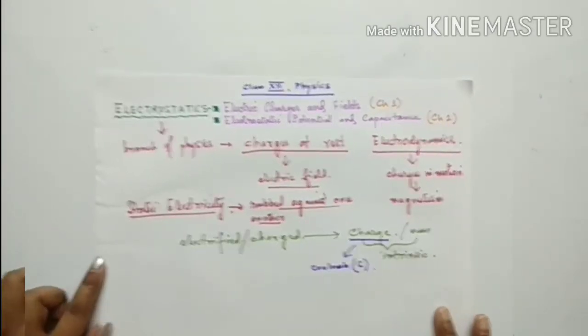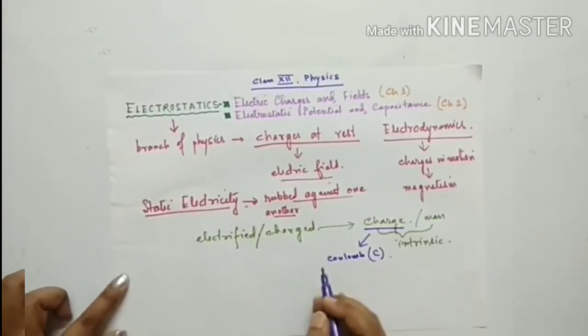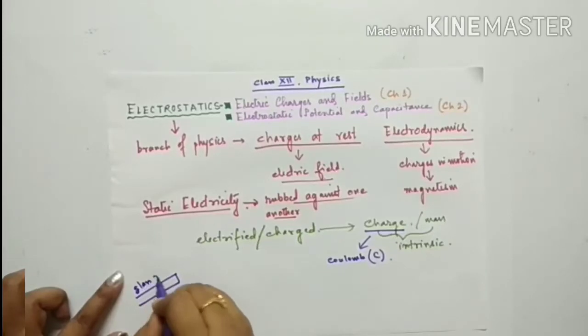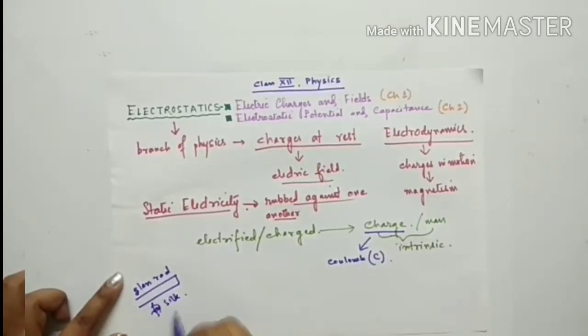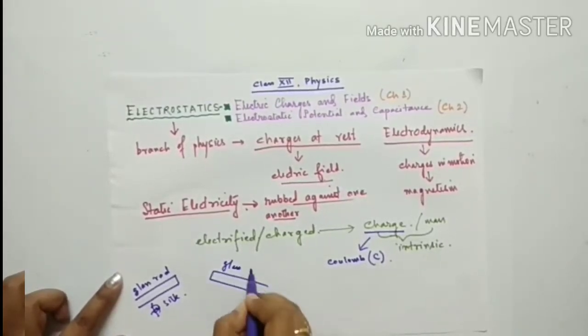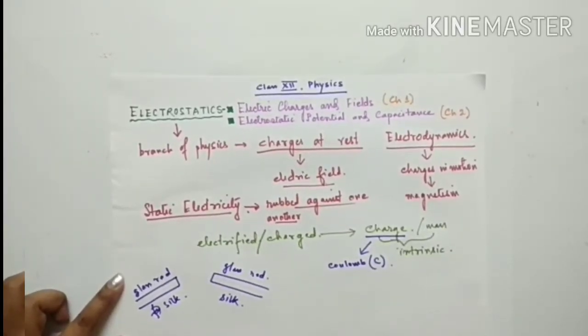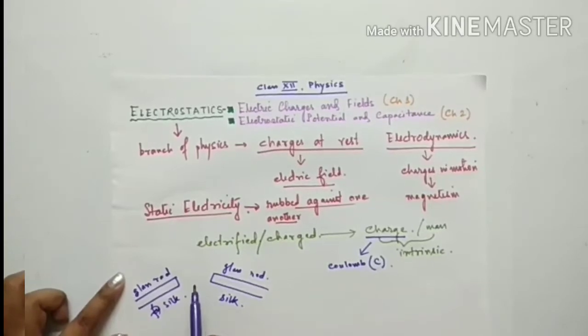First of all, let us see one experiment. It was seen that if you take a glass rod and you take silk, and you rub the glass rod with silk. Now you bring another glass rod and rub it with silk again. Now if you bring these two rods near each other, it was seen that these two rods repelled each other.